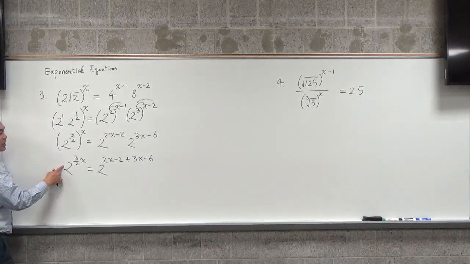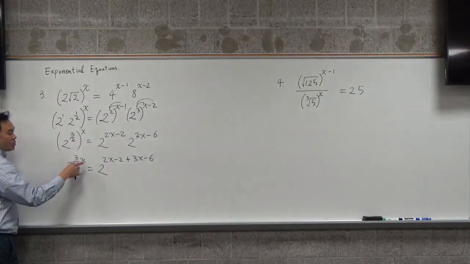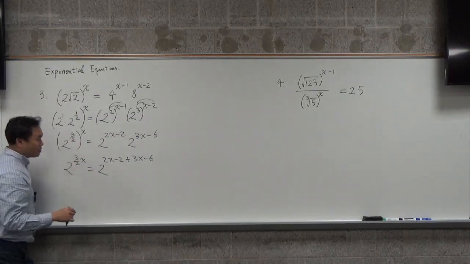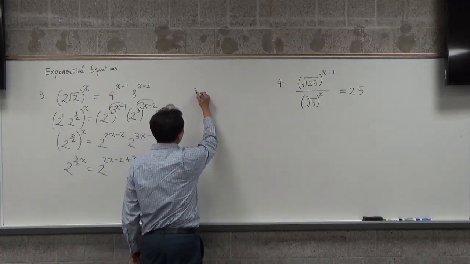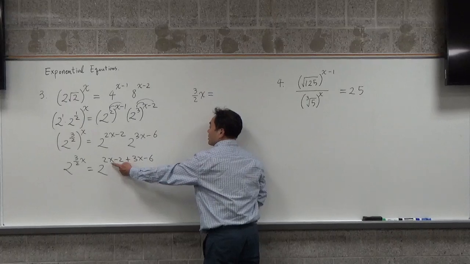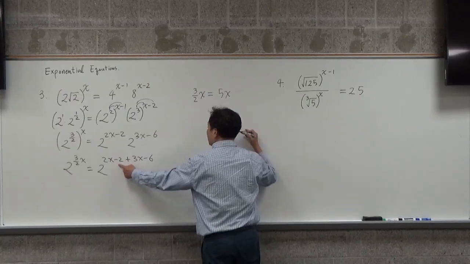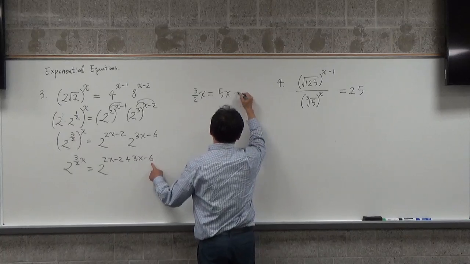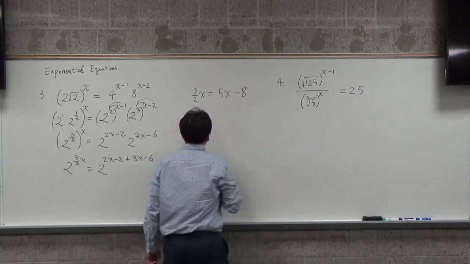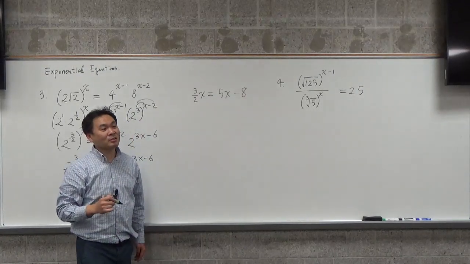And now we have the same base. The only way these two could be equal is if the exponents are equal, right? So you say 3 over 2x equals, okay, let's simplify this. 2x plus 3x is 5x. Negative 2 minus 6 is minus 8. Okay. Now what should we do next?